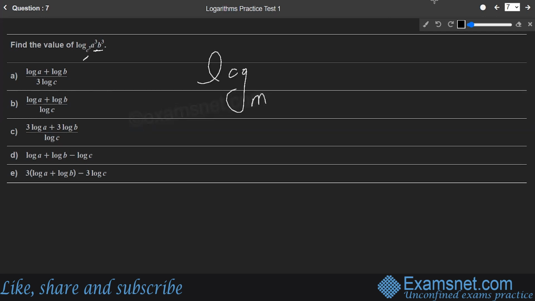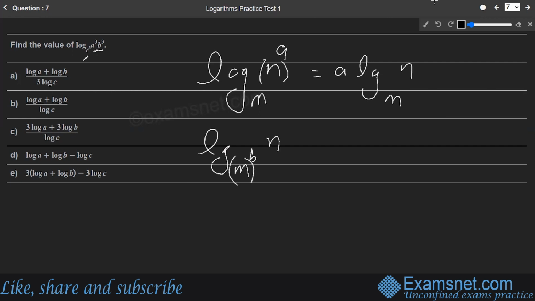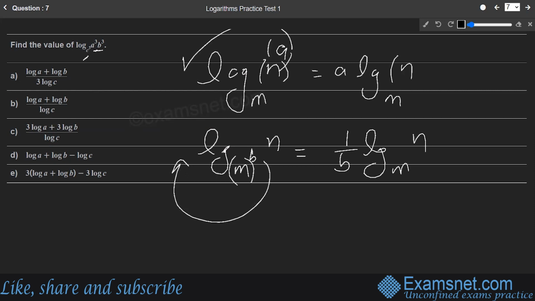Log base m of n to the power a: if the power is over the number, then this power can be dragged back, and it can be written as a log base m of n. Similarly, if the power is over the base, for example m to the power b, then n, the power is over the base, not the number, so this can be written as 1 by b log base m of n. So whenever a base has a power, that power goes back in divide form, and if the number has a power, it comes back in multiply form.